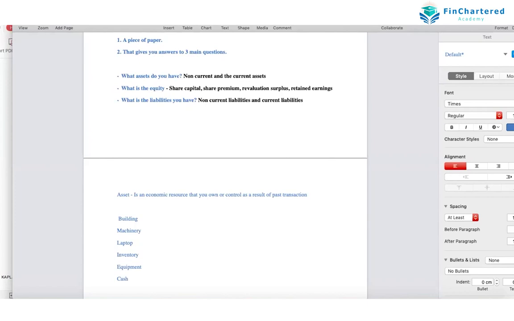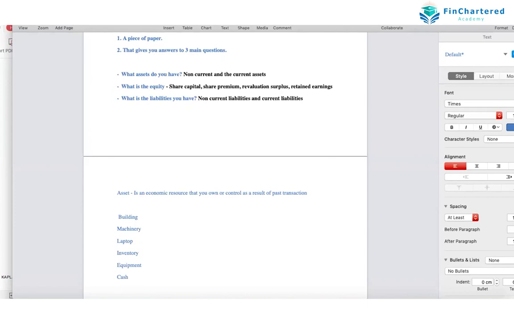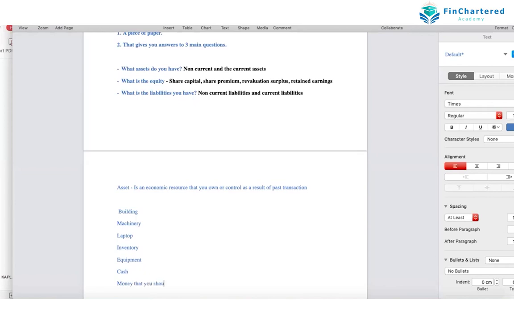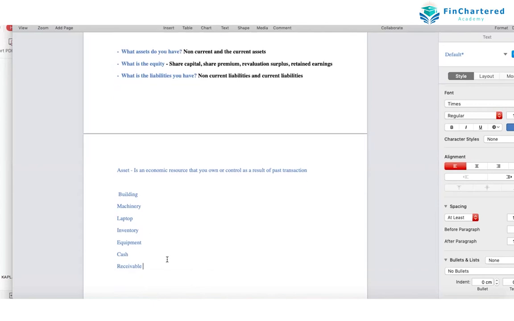What about money that you are yet to receive, that you should receive from people? Suppose you should receive from me 10 lakhs. Suppose I should give this to you in 1 week. Yes, this is money that you are going to receive. So a receivable is also an asset. So all of these are assets.